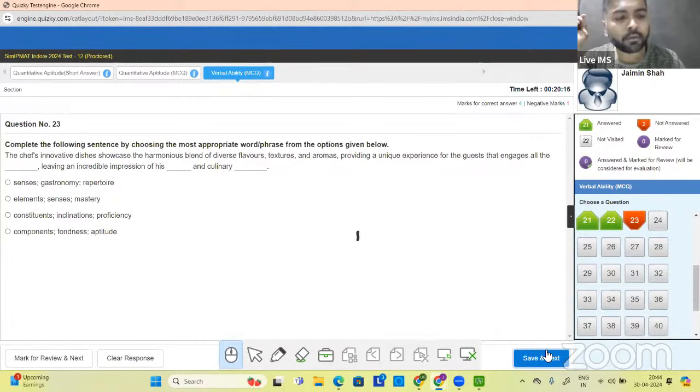Okay, the chef's innovative dishes show a harmonious blend of diverse flavors, textures, and aromas, providing a unique experience for the guest and engaging all the senses. All the elements, all the constituents, and all the components. Engages constituent, component, elements... it should be senses only, leaving an incredible impression of his gastronomy and culinary. Engages all the senses only can be, I don't think anything else is possible here.